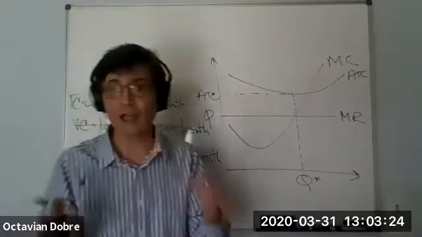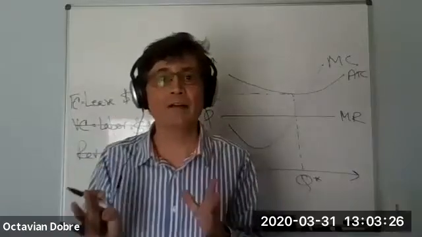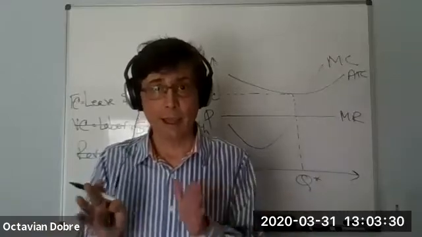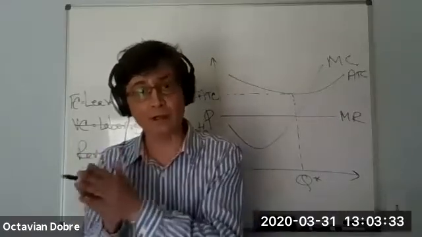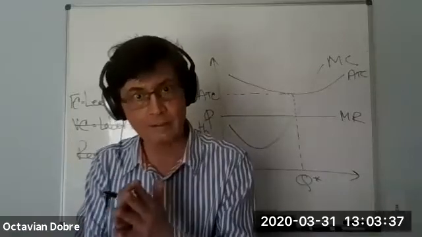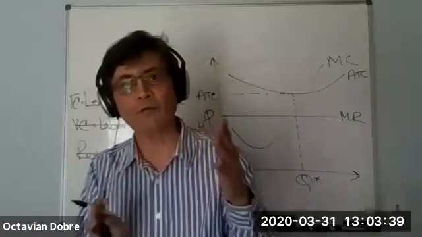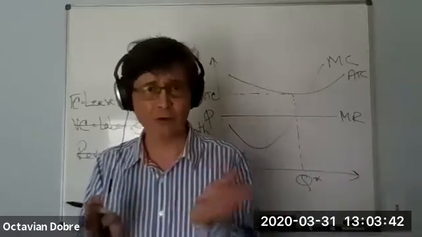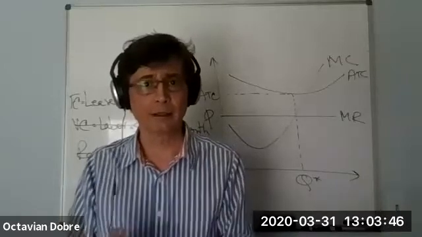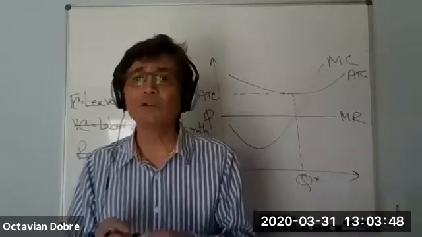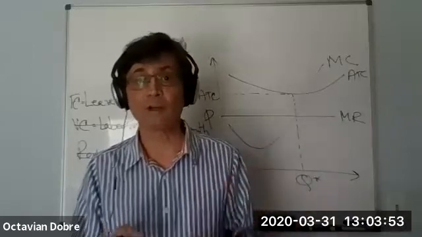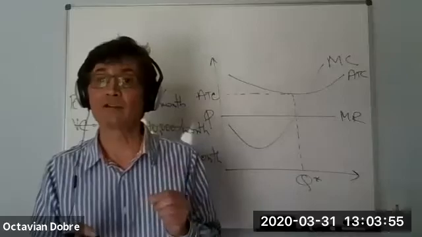So whenever you shut down, you're going to have to cover the whole fixed cost out of your pocket. And if your revenues are able to cover the variable cost, then whatever is left over can go towards the fixed cost, so you don't have to pay the whole fixed cost out of your pocket. So what do we need to determine whether you're going to stay in business or you're going to shut down? We need the average variable cost.